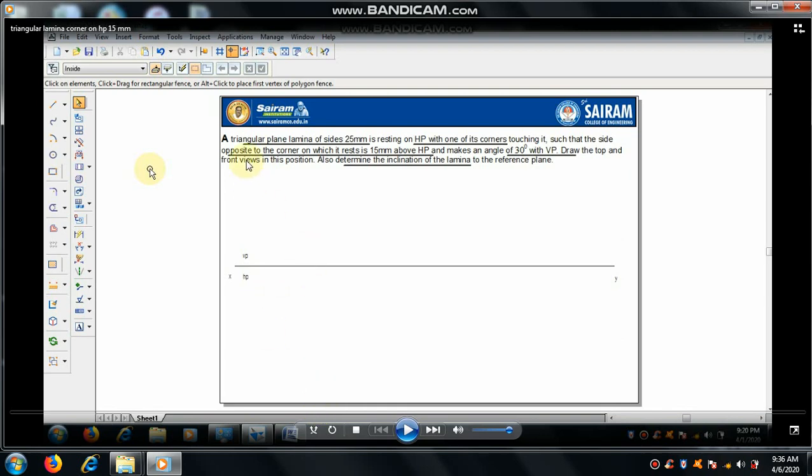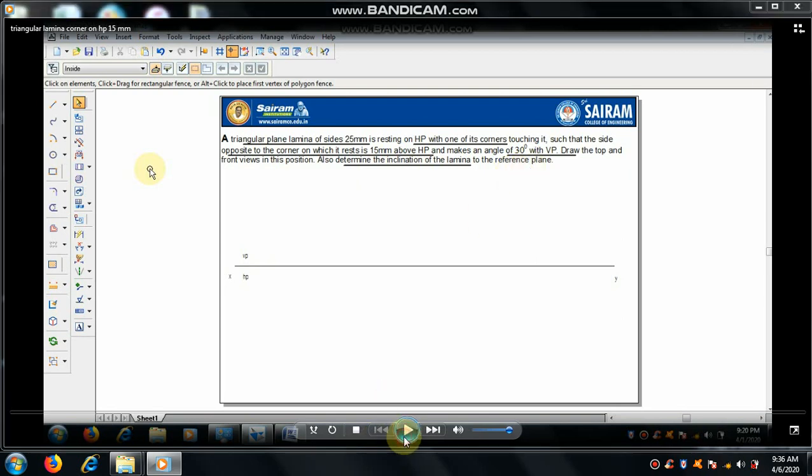Let me see. A triangular plane lamina of side 25 mm is resting on HP with one of its corners touching, such that the side opposite to the corner on which it rests is 15 mm above HP and makes an angle of 30° to VP. Draw the top and front view of this. Determine the inclination of the lamina to the reference plane.